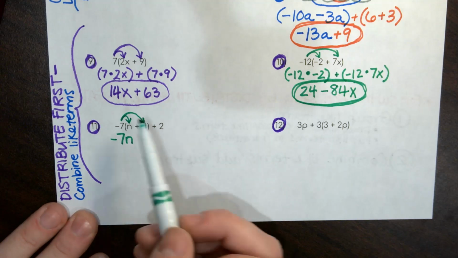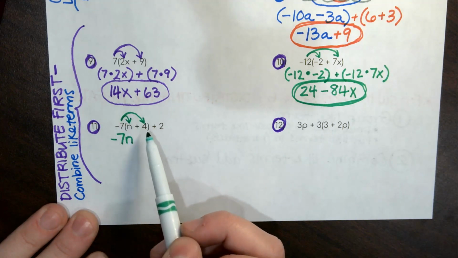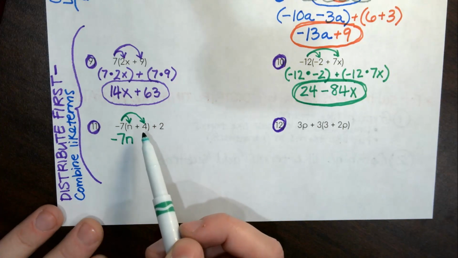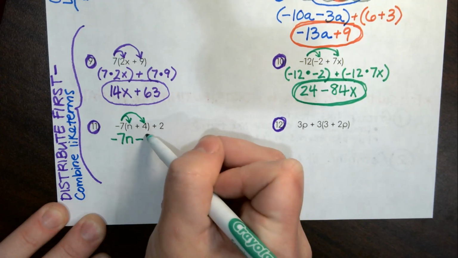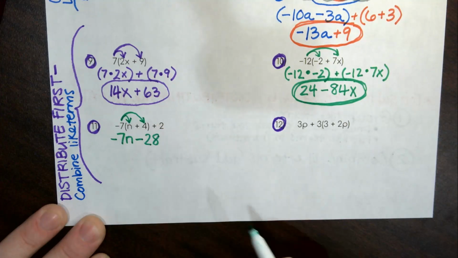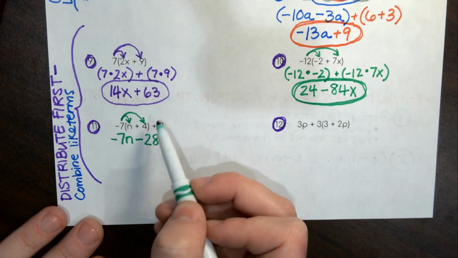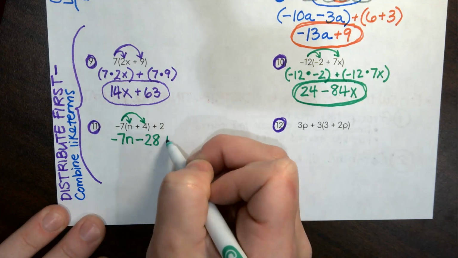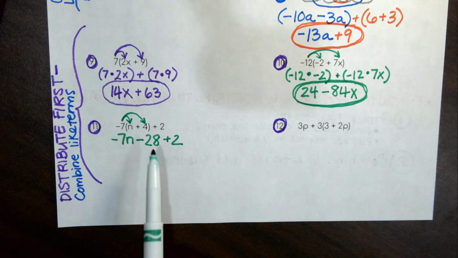Awesome. Now I've got -7 times +4. What's that going to give me? -28. So we're going to write -28. Are we done? No. We still got a +2. We don't want to forget about that. We're going to bring that down. Okay. Now we've done our distribution.